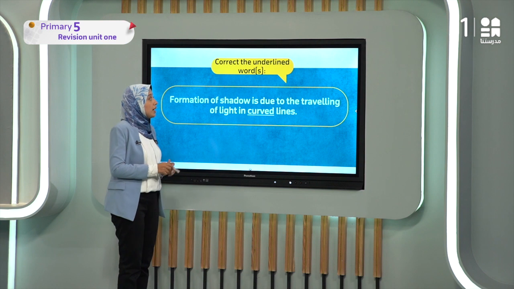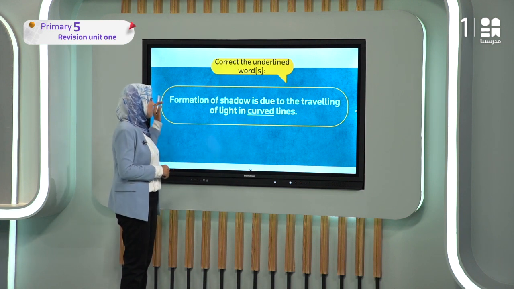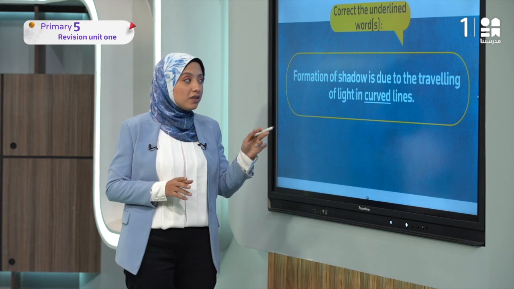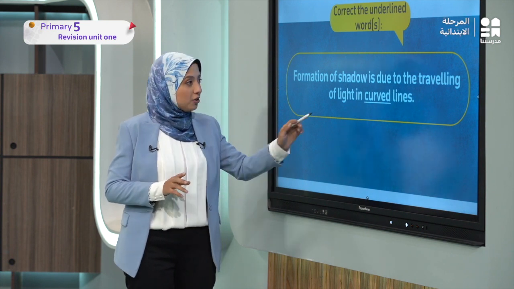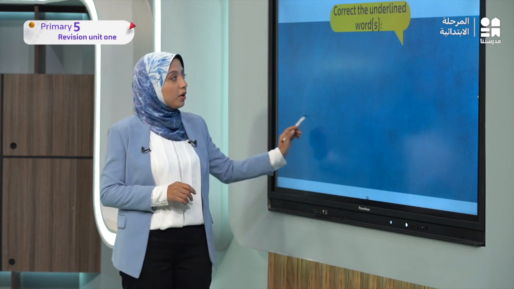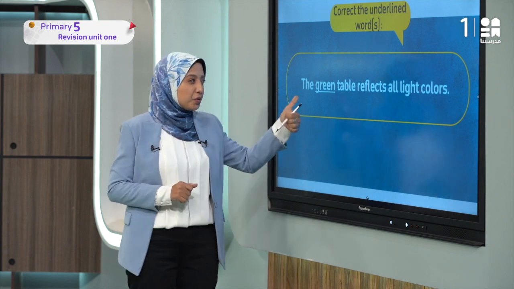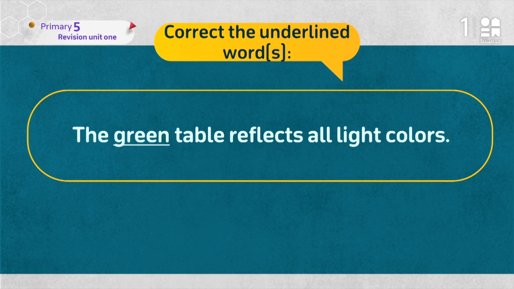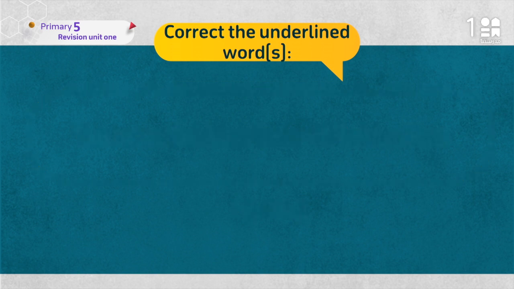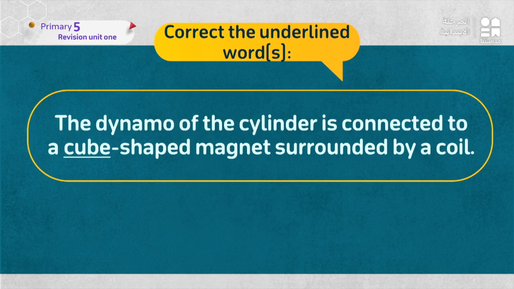تمام. Now correct the underlined word. Formation of shadow is due to traveling of light in curved line? No, in straight lines. Okay, now the green table reflects all light colors. Green, all light, أكيد مش green. اللي بيعمل reflect for the all light colors, the white color, the white optic object. تمام. Now the dynamo of the cylinder is connected to a cube-shaped magnet surrounded by a coil. شكل المagnet اللي جوه السلندر بيبقى شكله عامل ايه؟ A U-shaped magnet.